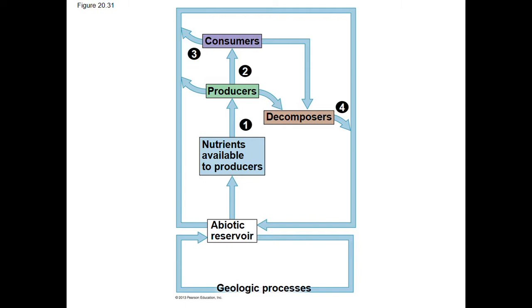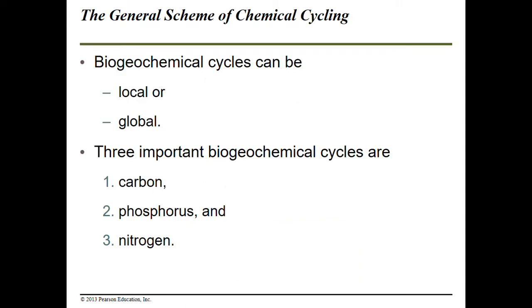So first we have nutrients available to producers. Then we get producers taking in those nutrients. We get consumers taking in those nutrients from the producers, and then we cycle around to consumers dying, getting decomposed, going all the way back to abiotic reservoirs, and then starting all over again. And again, it doesn't have to go 1, 2, 3, 4. It can go from producer straight to decomposer, producer straight back to the abiotic reservoir. It just depends on what's going on in that system.